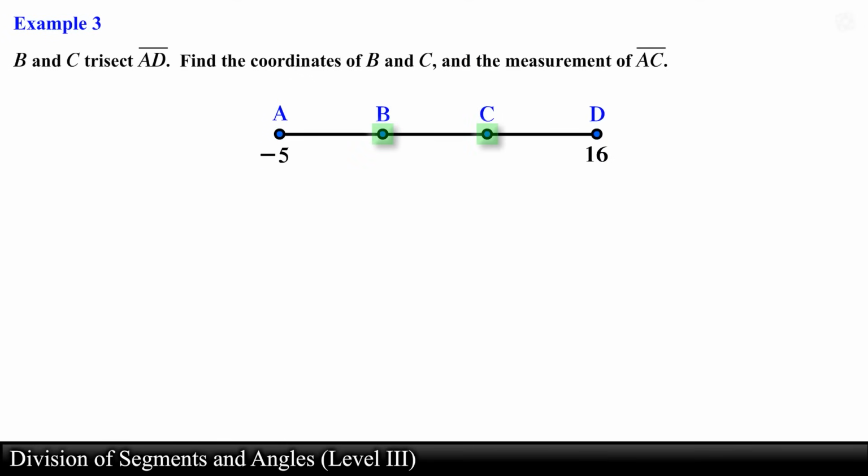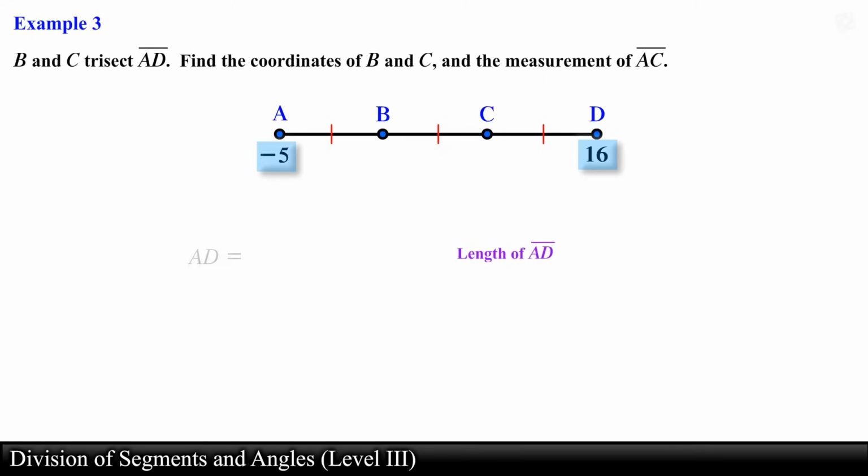This means that these 2 points will split line segment AD into 3 congruent segments. In this case, line segment AB will be congruent to line segment BC, which is congruent to line segment CD. So we can draw a single tick mark for each of these line segments. Since all 3 line segments are congruent, all we need to know now is the length of segment AD. We can determine this length by using the coordinates of point A and point D.